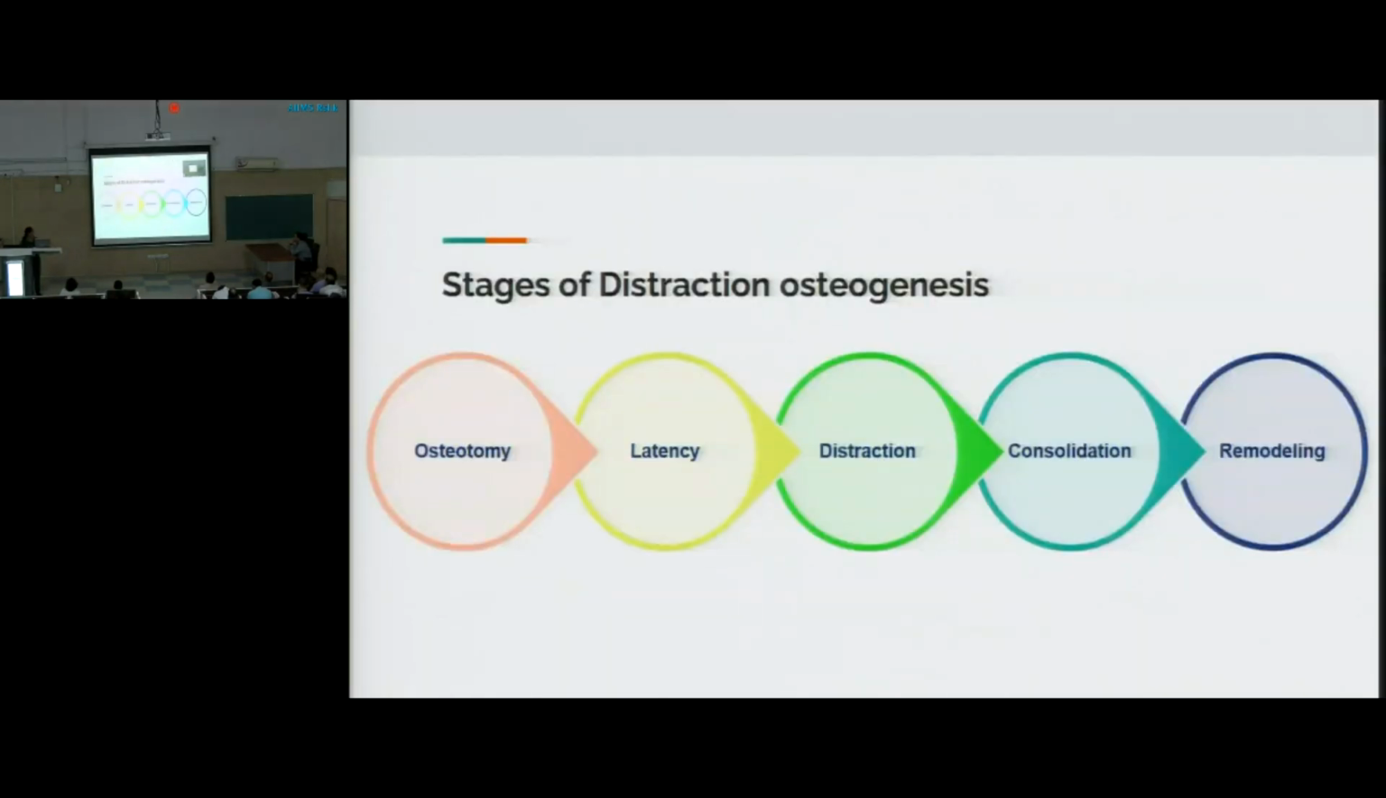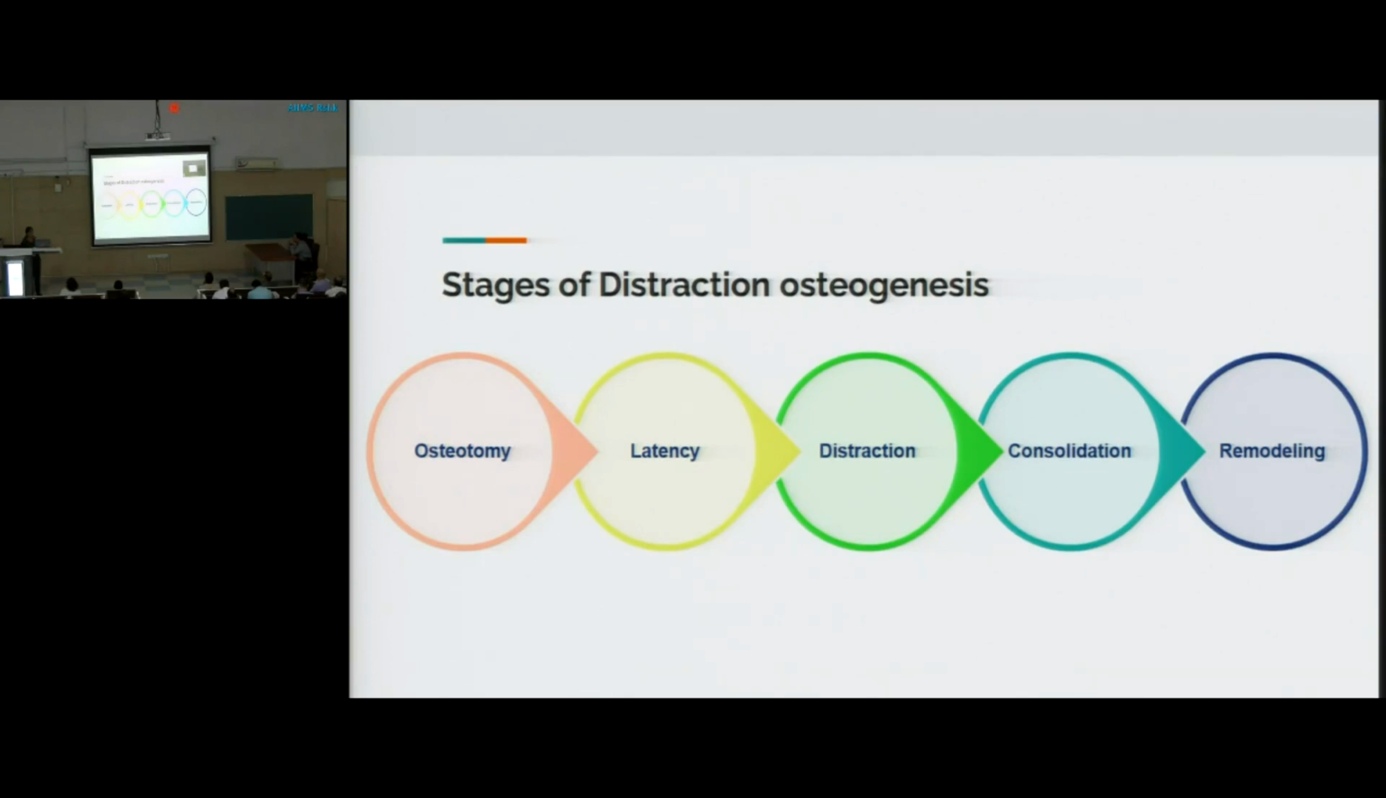And then the stages of distraction osteogenesis. Osteotomy is just a cut which we give to separate the bone so that the inflammatory process can start for the formation of bone. Then the latency period is where we have to wait between the osteotomy and the distraction phase; before bone formation we have a callus formation, after which the distraction can be started.